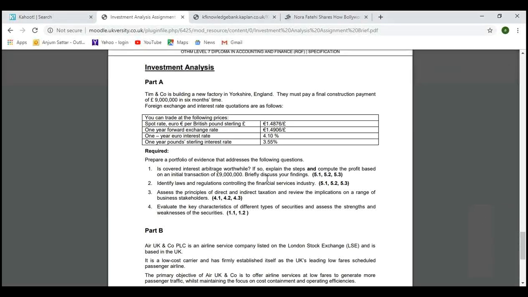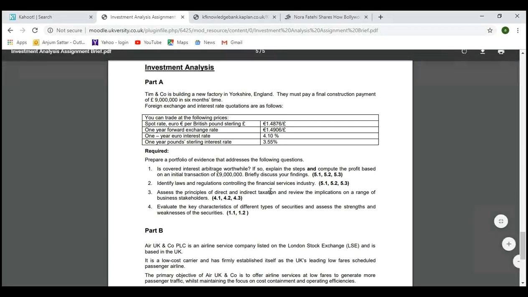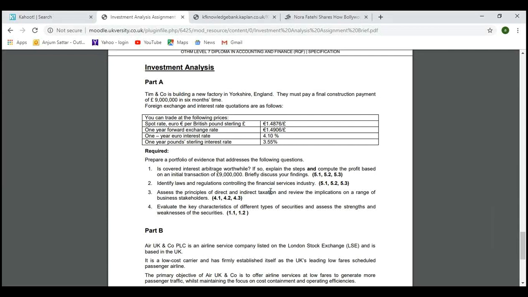The company is buying a new factory in England and must pay the final payment of 9,000 in 6 months' time. The spot rate, the euro exchange rate, and the 1 year forward exchange rate are given. Prepare the portfolio evidence and address the following, like part one, the first one. I can't remember how to work out spot rates. I'm sure they're very easy.